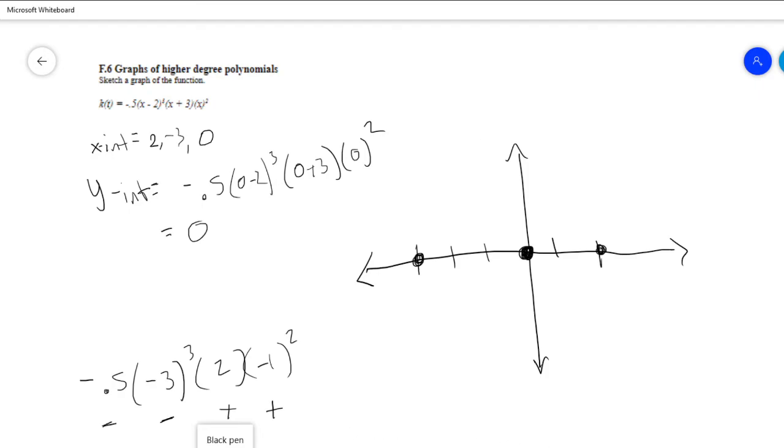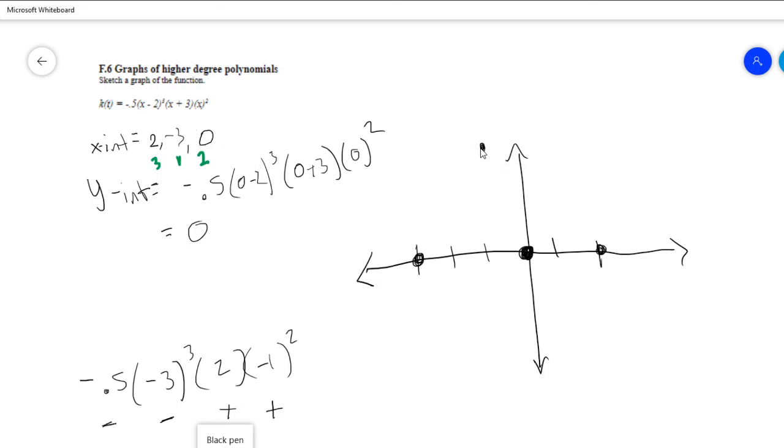So the multiplicity of the x-intercepts is just based upon the exponent on the factor. So see how my x minus 2 is to the power 3, so the multiplicity of that 0 would be 3. X plus 3 is to the power 1, so it has multiplicity 1. X is squared, so it has multiplicity 2, right? So what that multiplicity does is it affects how the line actually cuts through the x-axis, remember?